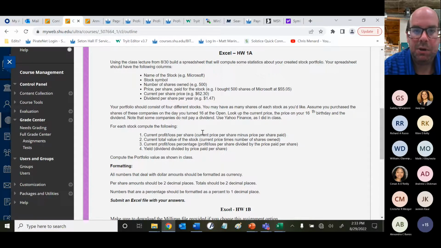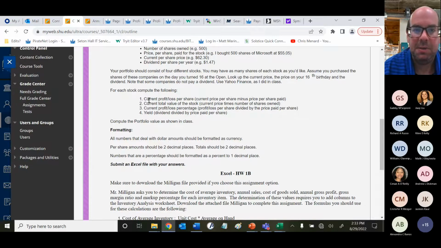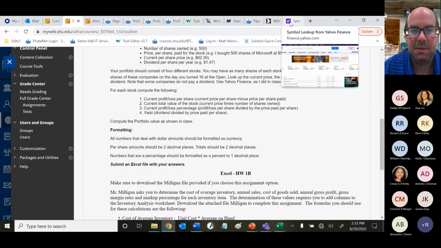So for the price per share that you paid for the stock, for homework 1A, I'm asking you to choose whatever the price was on the day you turned 16. And then, as you'll see momentarily as we go through it, you're asked to compute the following: current profit loss per share, current total value of the stock, current profit loss percentage, and the yield. So the yield is tied to the dividend. If the stock does not have a dividend, there's going to be no yield.